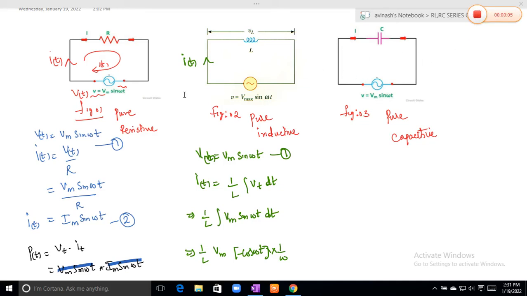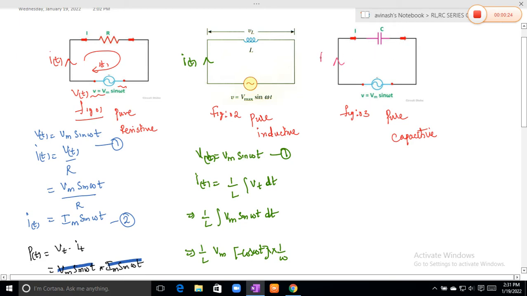Previously we have discussed resistive and inductive circuits. Now we will discuss the pure capacitive circuit. For that, what are the current, voltage and power equations as well as waveforms? So for example, this is the pure capacitive circuit.